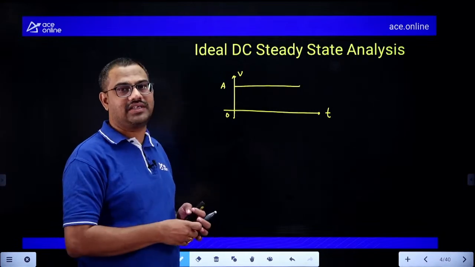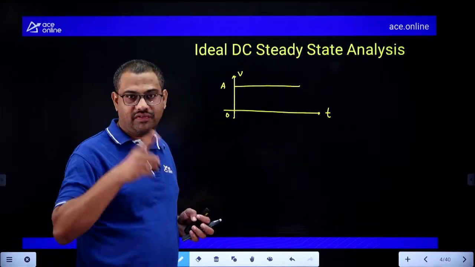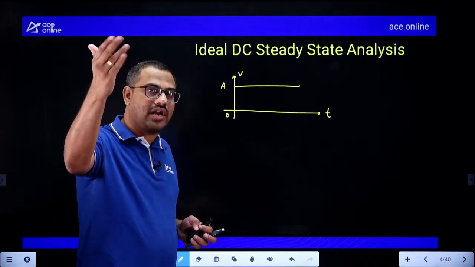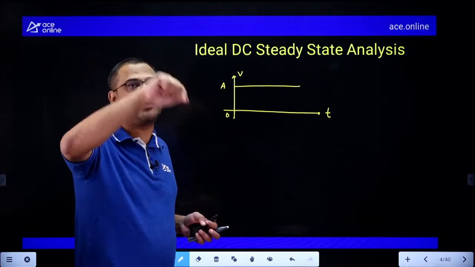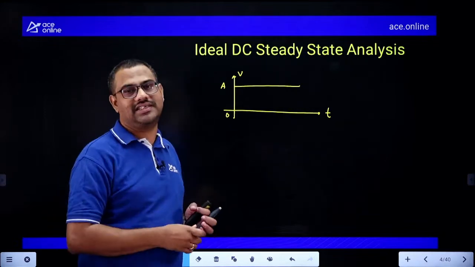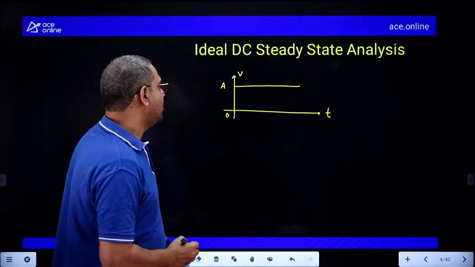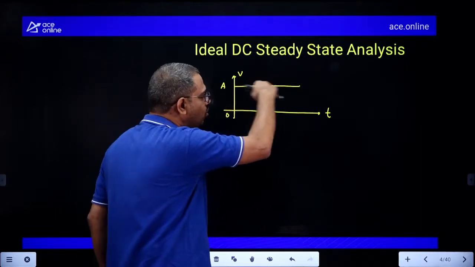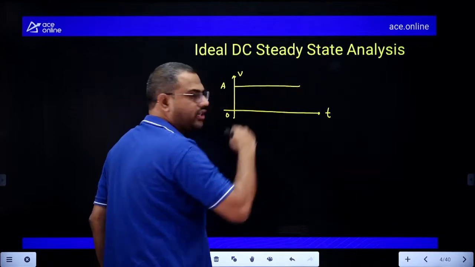So in my subject, as a network theory or circuit teacher, we assume first ideal DC circuit. Practical DC, power electronics, analog and signals are taught elsewhere. I don't teach that. What I teach is ideal DC circuit analysis. Okay, now for ideal DC, we know dV/dt and di/dt are 0. There is no rate of change of voltage and no rate of change of current.